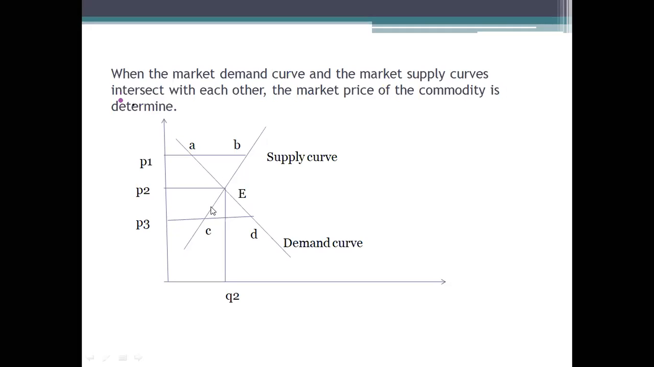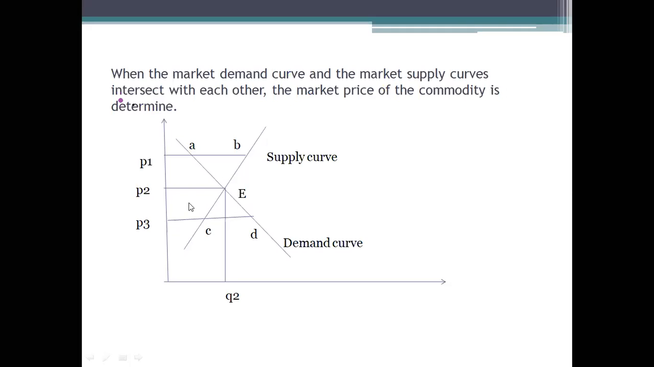Supply is at this point, that means a little bit of supply increases. Now what is the amount of demand? Demand is at this point, that means a little bit of demand falls. So the gap is reduced, the excess demand gap is reduced.